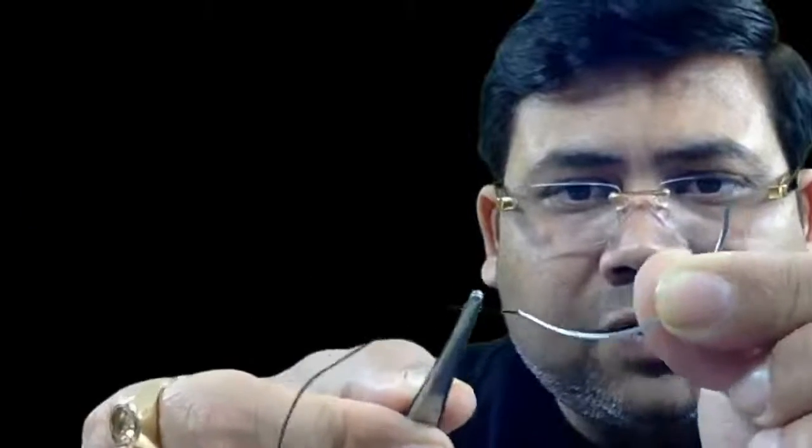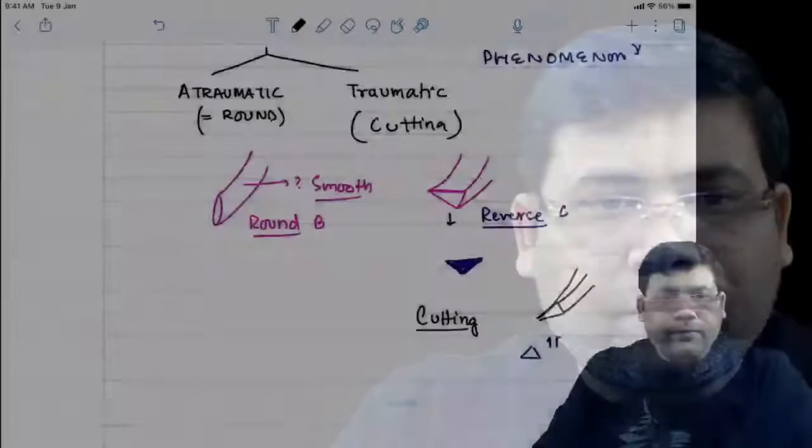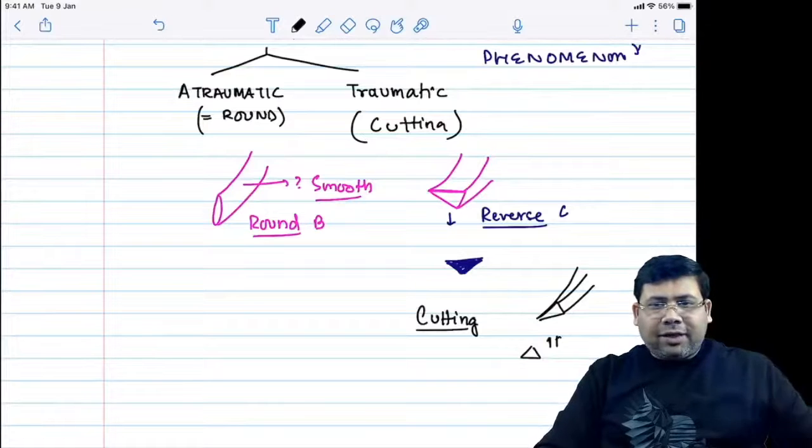Now if you see, the eye is not visible. The eye is embedded. Can you see? And this is what is known as a swaged eye needle. This is very important. I hope that was clear to everyone.